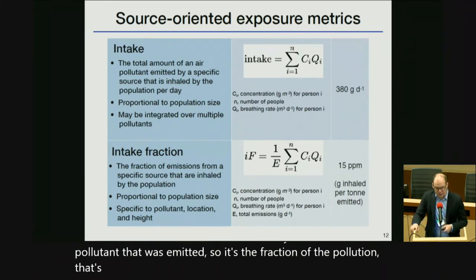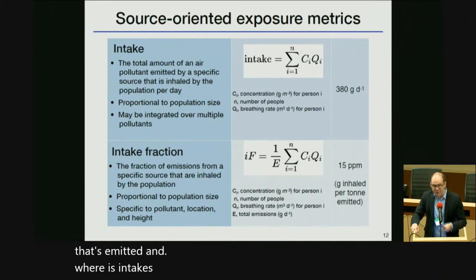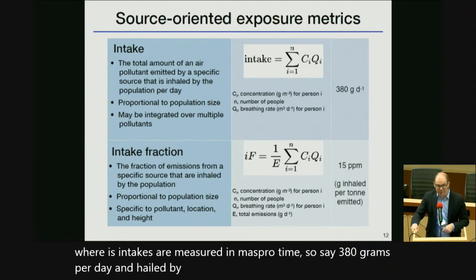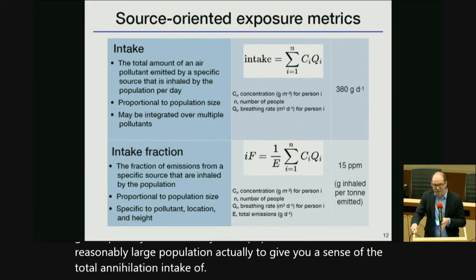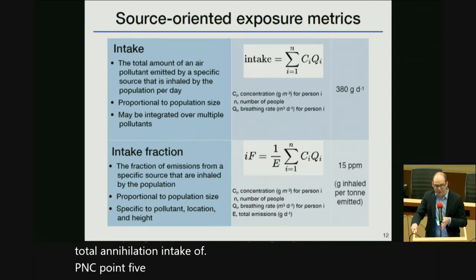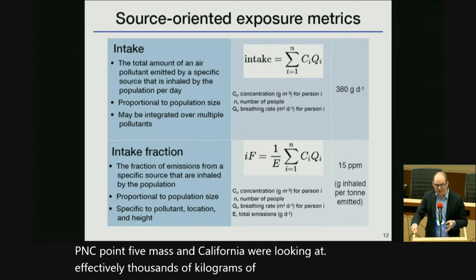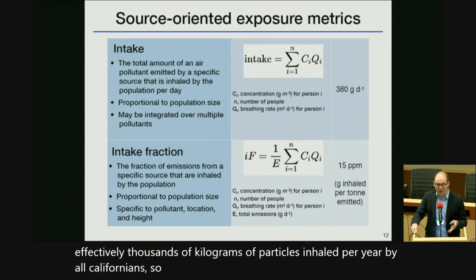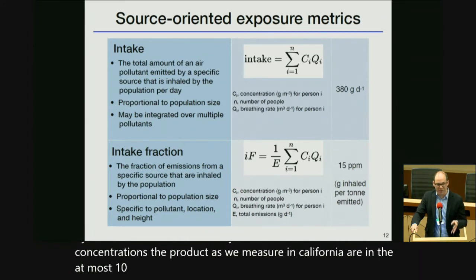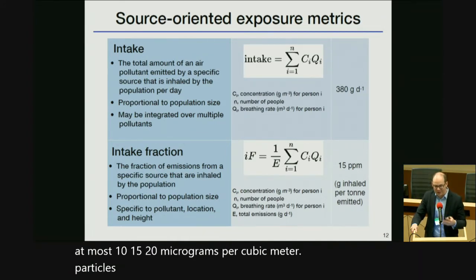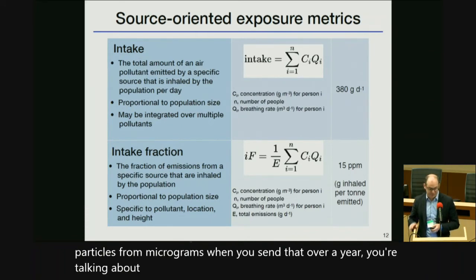Whereas intakes are measured in mass per time, so say 380 grams per day inhaled by some population, and that would be a reasonably large population actually, to give you a sense of the total inhalation intake of PM2.5 mass in California, we're looking at effectively thousands of kilograms of particles inhaled per year by all Californians. So it's actually not that much, but of course the concentrations of particles that we measure in California are at most 10, 15, 20 micrograms per cubic meter of particles. So for micrograms, when you sum that over a year, you're talking about kilograms per year inhaled.